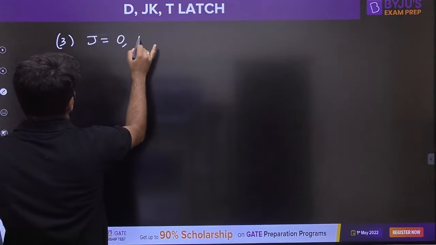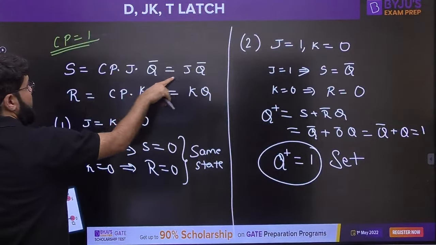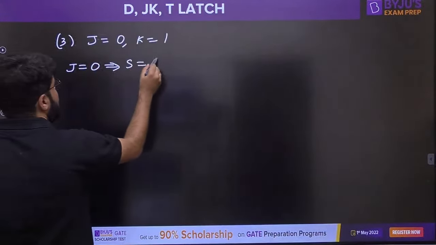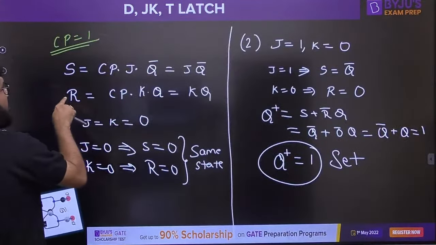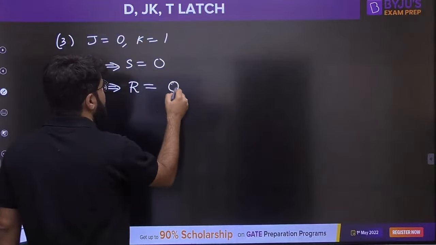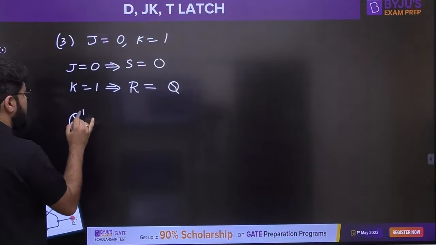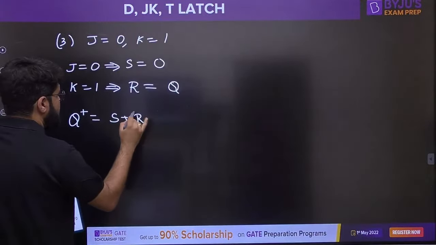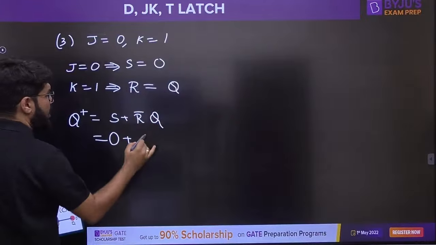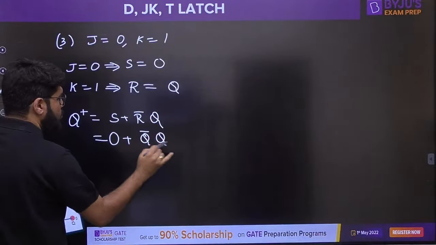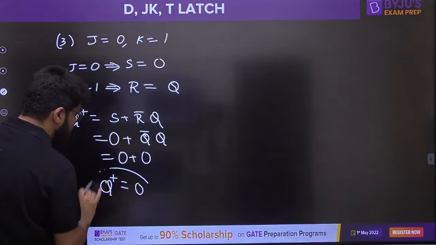Number 3 combination. Let's apply J equal to 0, K equal to 1. So if the J is 0, S also becomes 0. But if the K is equal to 1, then what is the value of R? The value of R is K into Q, that is 1 into Q, so that is equal to Q. Now, what is the value of Q plus? It is S plus R bar Q. What is the value of S? It is 0 plus R bar. R is Q, so Q bar into Q. What is Q bar into Q? It is 0. Right? 0 plus 0 is 0. So Q plus is 0.